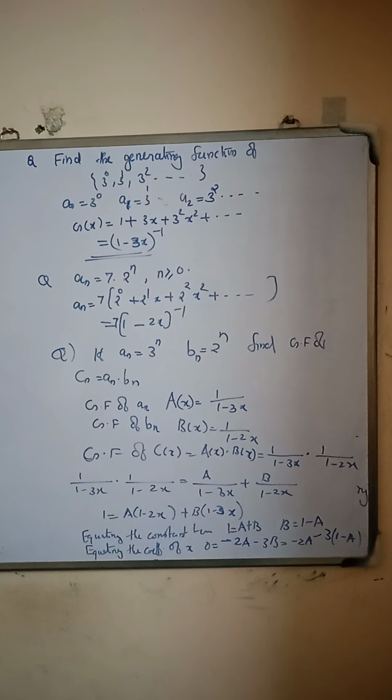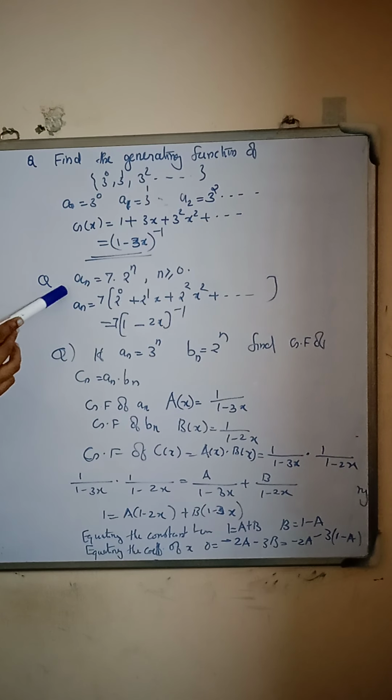Now discuss the problem. Find the generating function of the sequence of terms 3 raised to 0, 3 raised to 1, 3 square, etc. Here the first term is a0. a0 is equal to 3 raised to 0. And what is a1? a1 is 3 raised to 1. What is a2? a2 is 3 square. Generating function, we know that it is a0 plus a1x plus a2x square plus etc. So here g of x is 1 plus 3x plus 3 square x square, and this is the expansion of 1 minus 3x raised to minus 1.